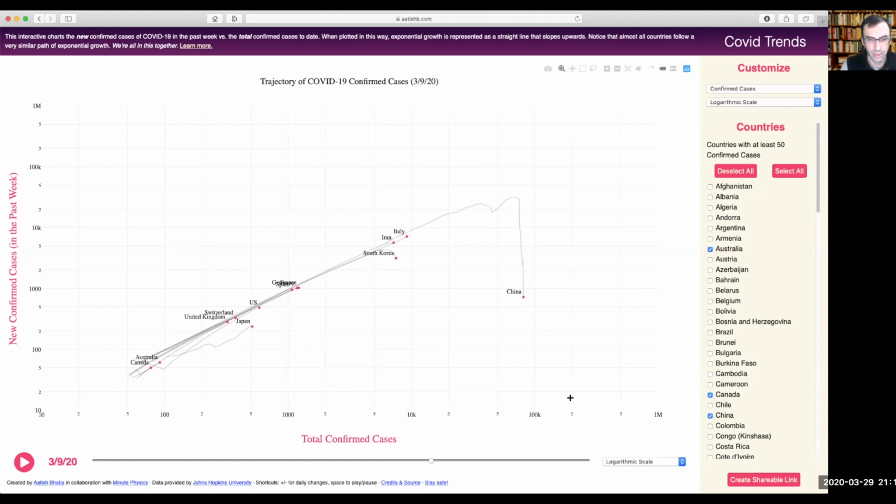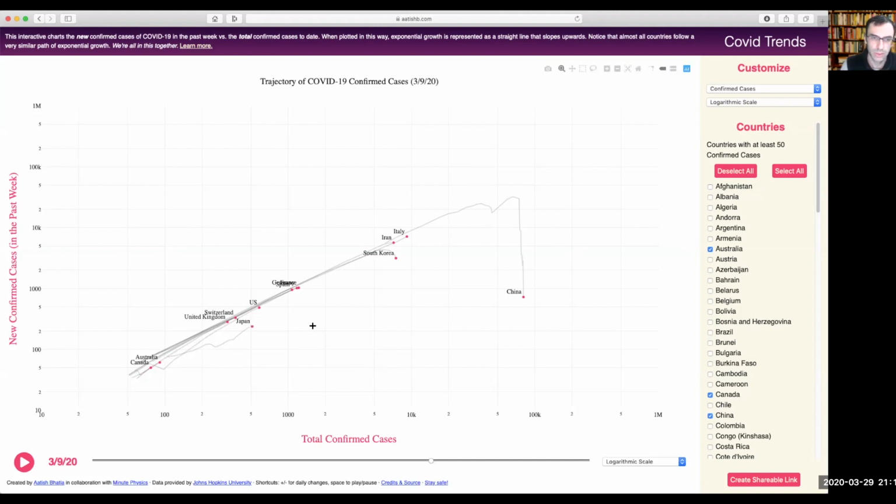Also, you notice on these axes, these are logarithmic curves. That's why this works the way it does. So each number is actually 10 times bigger. So this is 10,000, 100,000, and 1 million cases here, right? As we went through time, you can see all these different countries popping into the simulation, and you can put any country here that you want.